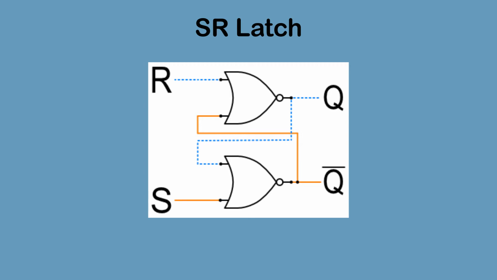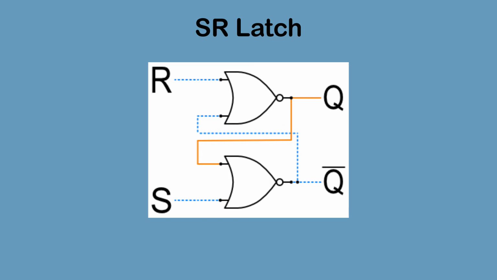Once the set input becomes high, the bottom NOR gate will no longer have two false inputs, so it will output false. This will switch inverse Q off, and it will be fed back into the top NOR gate. The top NOR gate will now have two false inputs, and therefore return true. This will cause Q to be switched on, and it will feed back into the bottom NOR gate. When the set signal returns to low, the gate remains latched with Q on and inverse Q off.